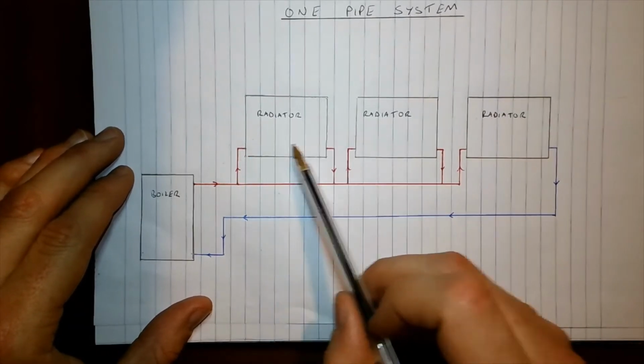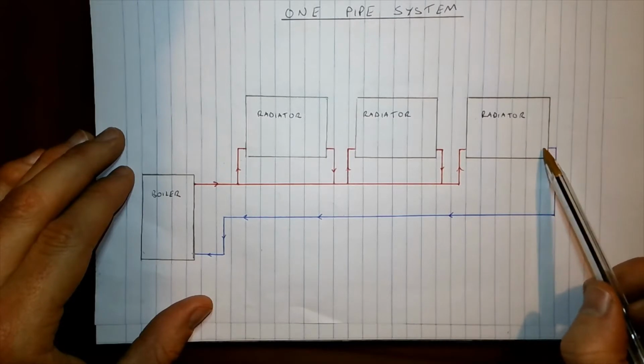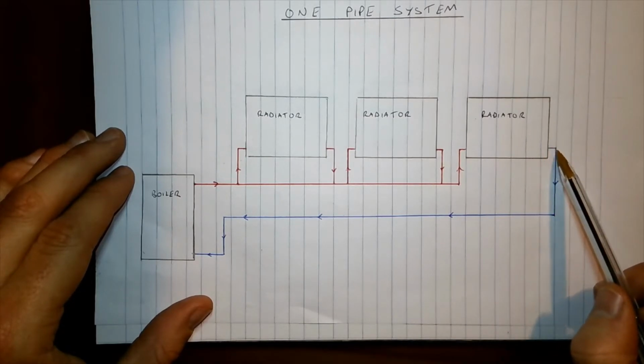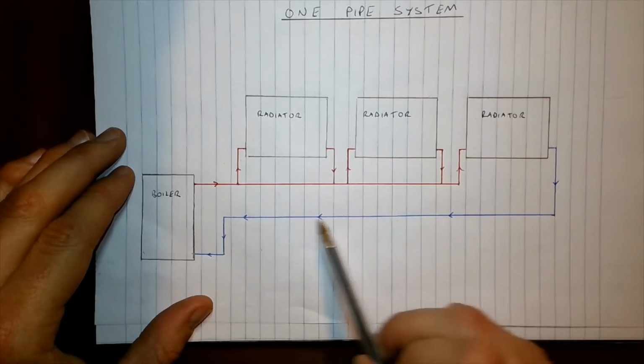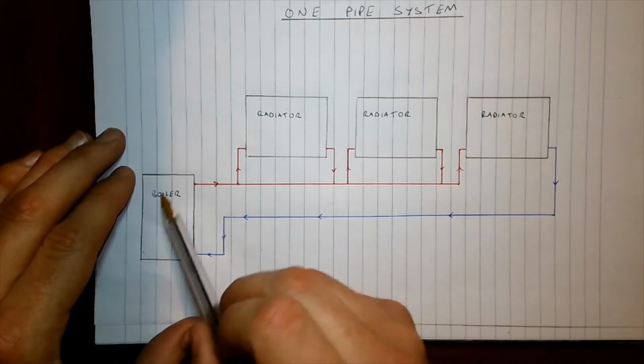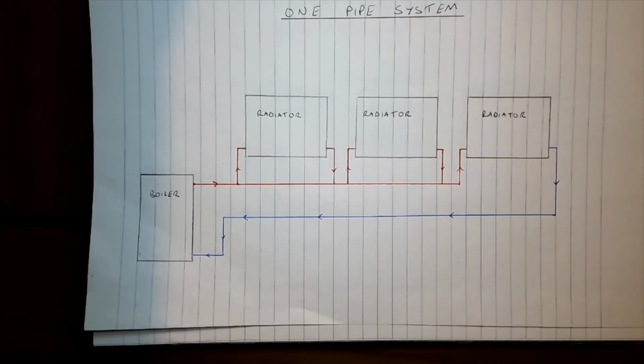So the hot water is constantly going up, down, up, down. By the time it gets to the third or fourth, whatever radiator, it starts to cool down. When it gets to the last radiator, the cooler water is pumped back into the boiler and it's heated up again, and the network goes all the way through. Okay, that is the one pipe system.